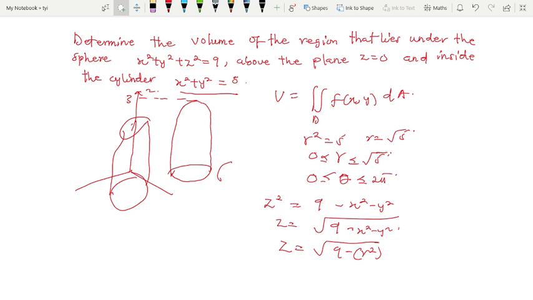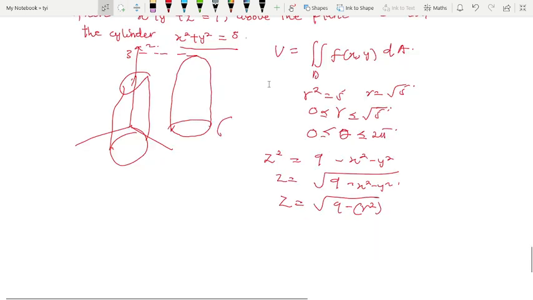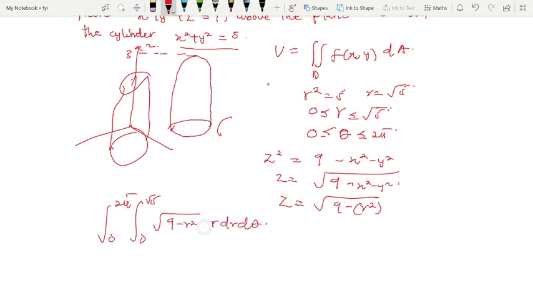So at this point, we have now converted everything to the polar form. I'll have my outer integral having the theta, as I told you, from 0 to 2 pi. Then I'll go inside from 0 to root of 5. Then I'll have my function as square root of 9 minus r squared, then r dr d theta. Okay, as simple as that.